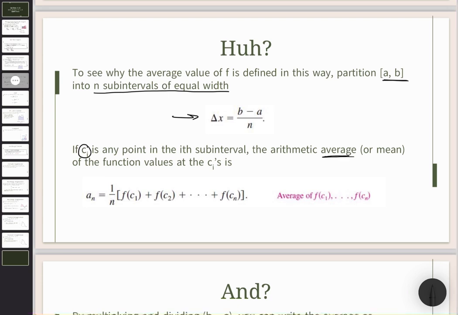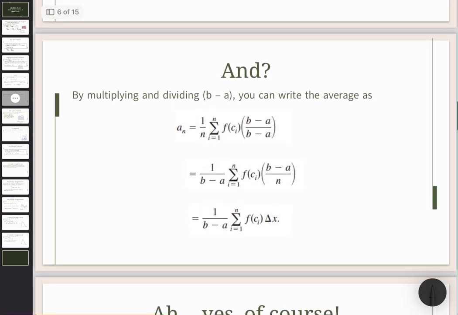The arithmetic average, or the mean of those function values, would be 1 over n times the sum of all those different f of c values, divided by the number of values. This is just representing an arithmetic mean. That's what a sub n would equal. Okay, so what the heck?